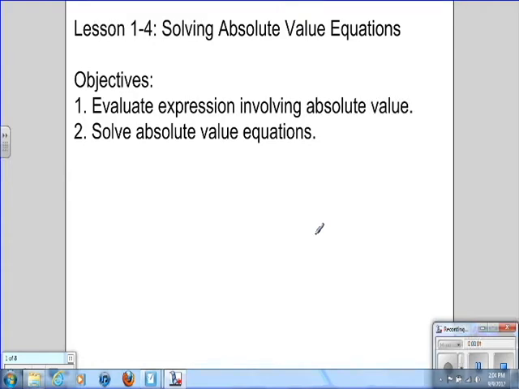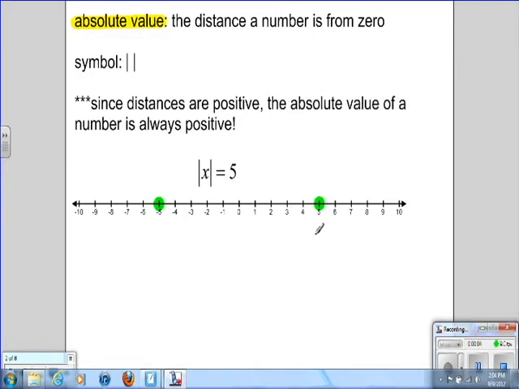Lesson 1-4, solving absolute value equations. The absolute value of a number is the distance a number is from 0. We use the two parallel vertical bars for the symbol, and since distances are positive, the absolute value of a number is always positive. So here's an example of an absolute value equation. The absolute value of x equals 5.